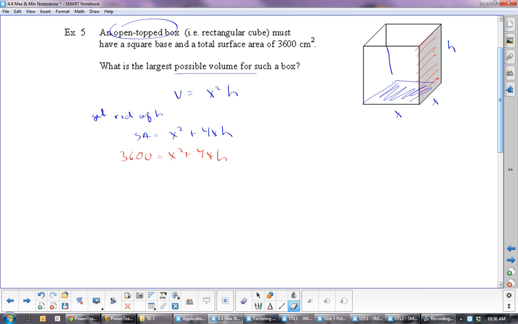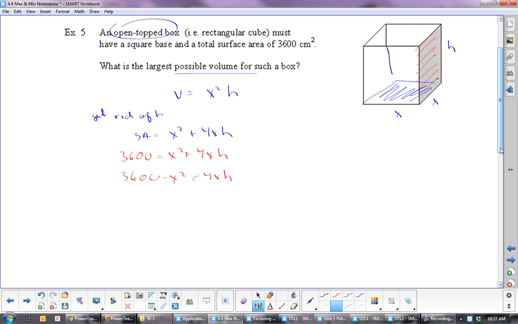Now remember, if I want to get rid of H, I better get it by itself. So the thing that I see to do that is to take out an X. Is that going to do it for me? Okay, no, it's not going to do that for me, is it? Yeah, minus an X squared is equal to 4XH.